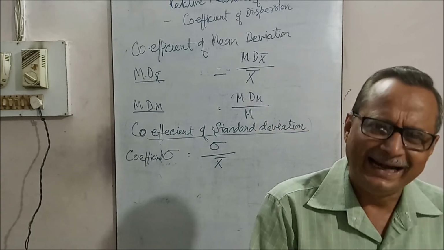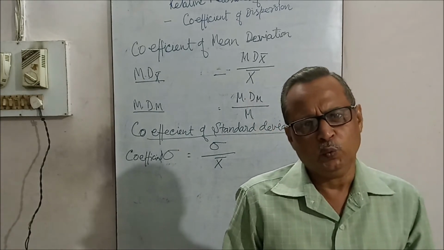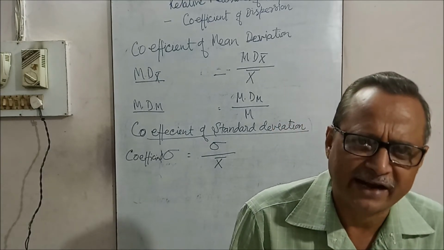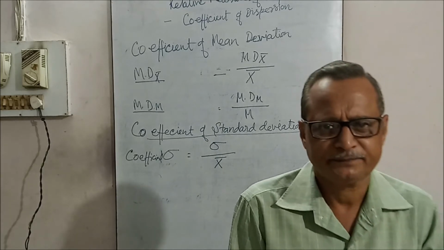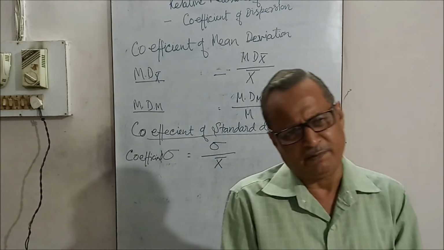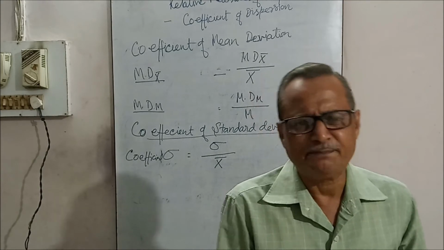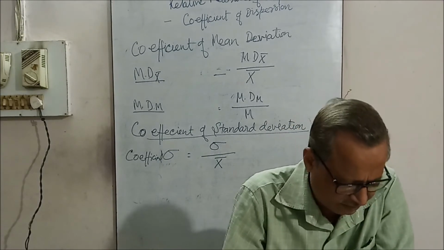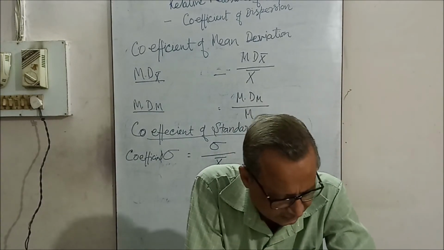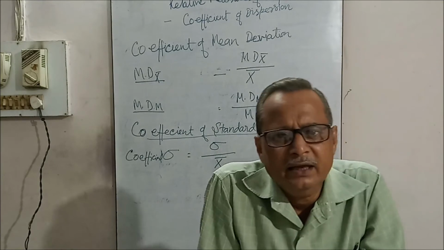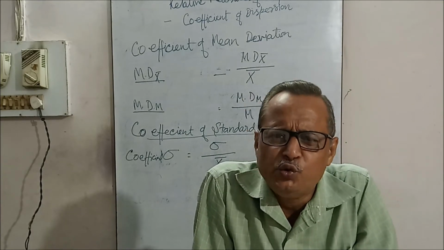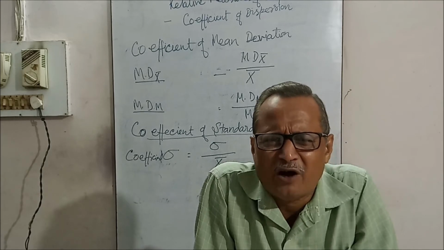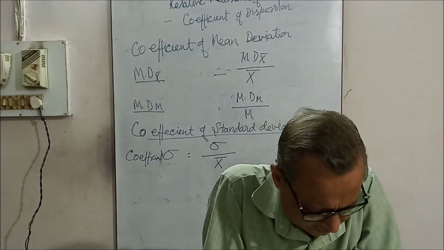Now, in continuation, we will learn another measure of dispersion, called graphical measures of dispersion. A graphical measure of dispersion is presented in a graph. And that graphical method is widely used for measuring the inequalities of income, wages, profit, turnover, etc.